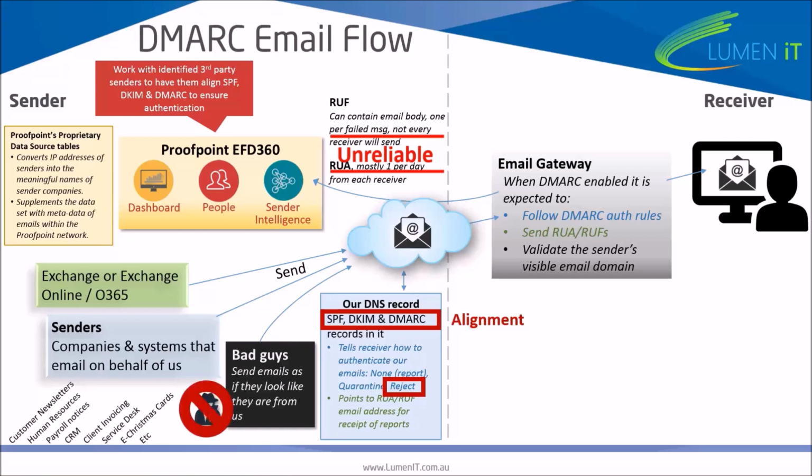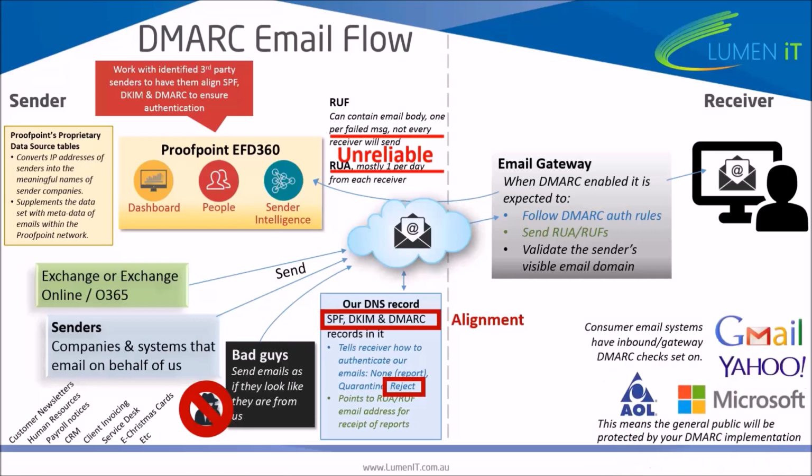Once at reject, from this point forward, it means that the bad guys attempting to impersonate our domains will have their emails blocked by receivers who have enabled DMARC on their gateway. If your organization emails to consumers, you'll be pleased to know that Gmail, Yahoo, Microsoft, AOL, and a number of others have DMARC checks enabled automatically, thereby blocking malicious emails. What is especially important, and sometimes overlooked, is that our own internal users are protected when our software as a service applications have DMARC enabled. This will prevent any malicious emails from these apps impersonating our own domain.